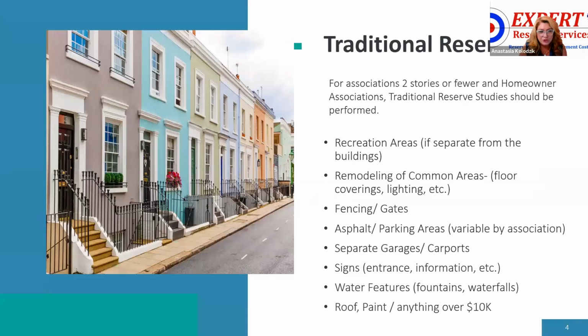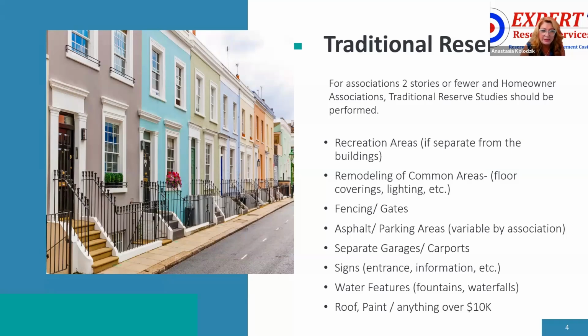Okay, traditional reserves. Traditional reserves are now for associations 2 stories or fewer and homeowner associations. Traditional reserve studies should be performed, and everyone asks this question, how often? Traditional reserves, it's always been a 3-year cycle. Every 3 years was what was recommended. However, with the current inflation and the current construction costs and our economy going absolutely nuts the way it has been, annual updates is highly recommended. Now, that's not saying that everybody should have an annual update.